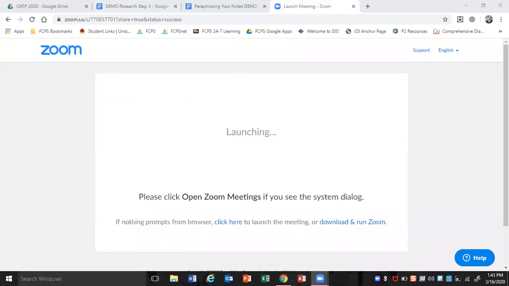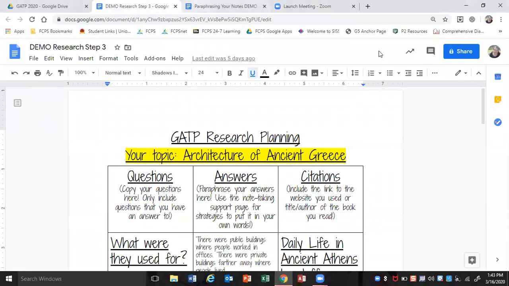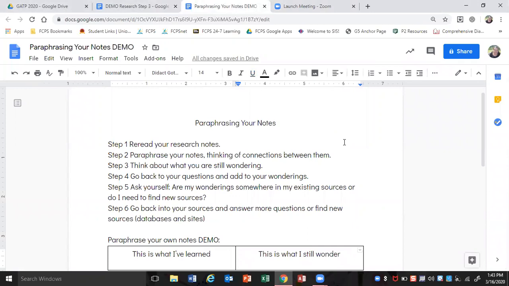Hey guys, we're going to try to talk about our Global Awareness Technology project. And one thing we're going to talk about today is paraphrasing your notes. We started talking about paraphrasing last week and some of the strategies that you could use to paraphrase your notes, including finding a synonym, changing the order of the words, using the text structure in the piece, or finding the main idea of the section.